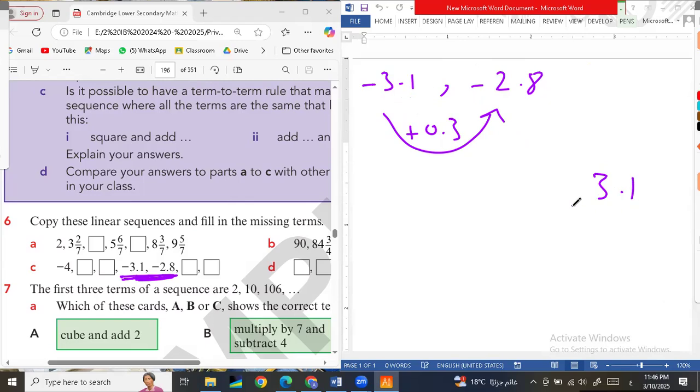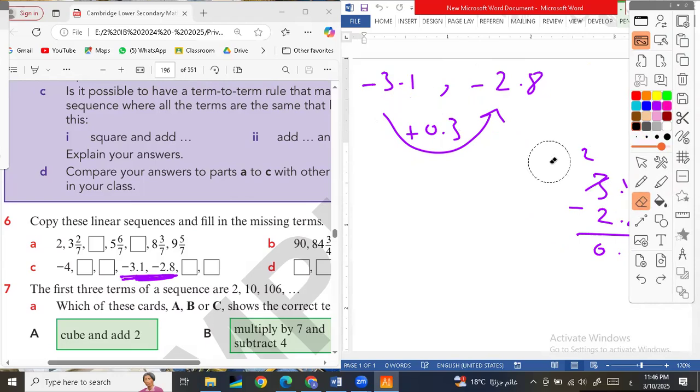No problem. I want to see the difference between 2.8 and 3.1. Normal subtraction. This becomes here 3. This becomes here 0. So the difference is 0.3, and we agreed that it's addition. So every time I'm adding 0.3. Let's continue.